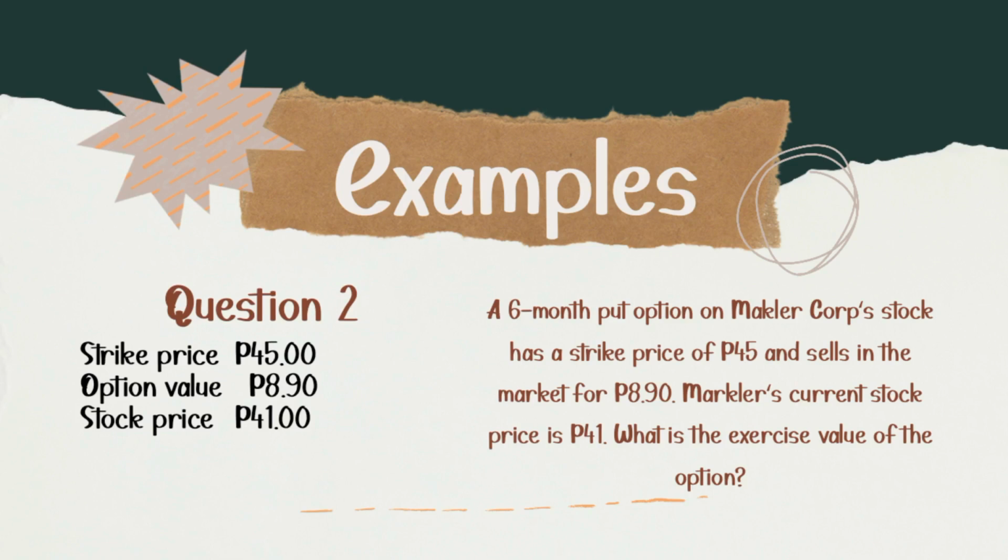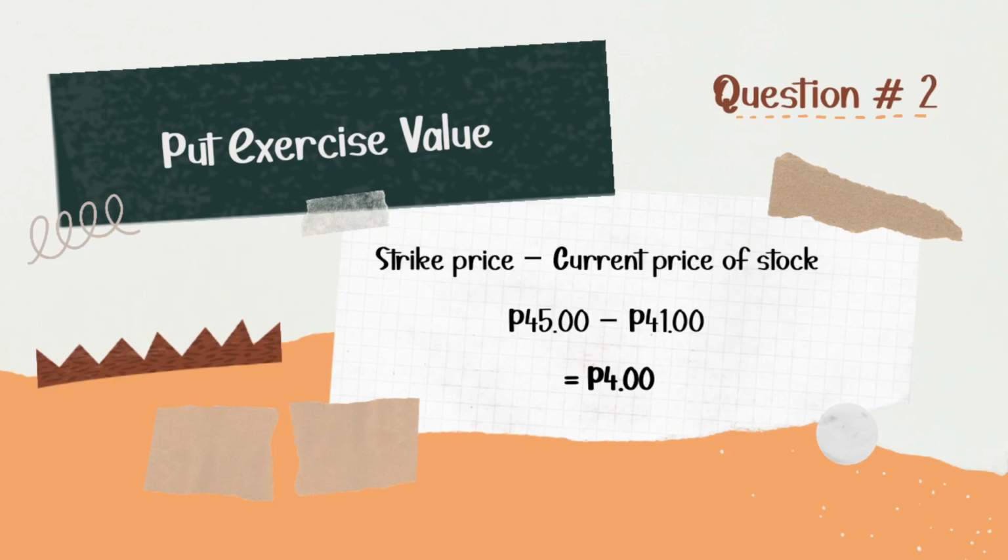It's a put option. So in getting the put option exercise value, we'll use the formula strike price minus the current price of stock. So it is just the reciprocal of the call option. So we have 45 pesos minus 41 pesos. So we have 4 pesos put exercise value.